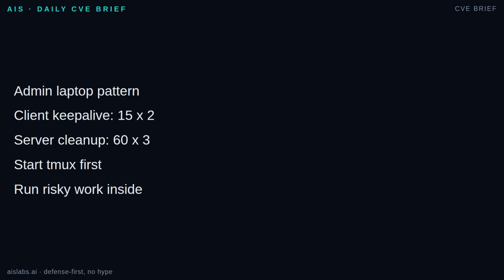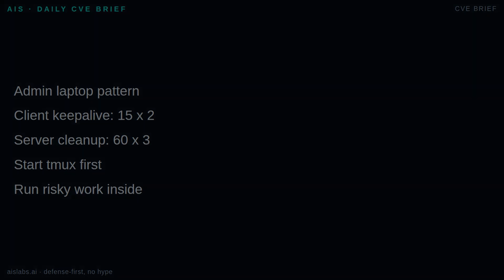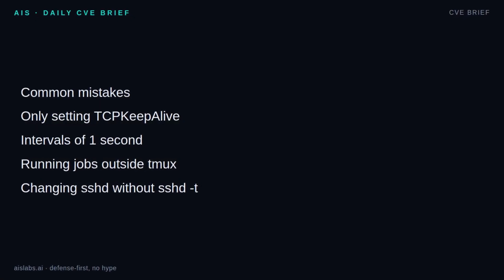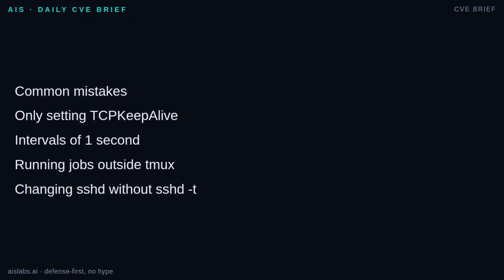Before upgrades, migrations, or log tailing that matters, start tmux new -s work. If the network drops anyway, reconnect and attach to that session. The first mistake is setting Keepalives to 1 second everywhere. That creates pointless background traffic and makes large fleets noisier for no real gain. 15 seconds on an unreliable client path is reasonable. 60 seconds server-side is common.